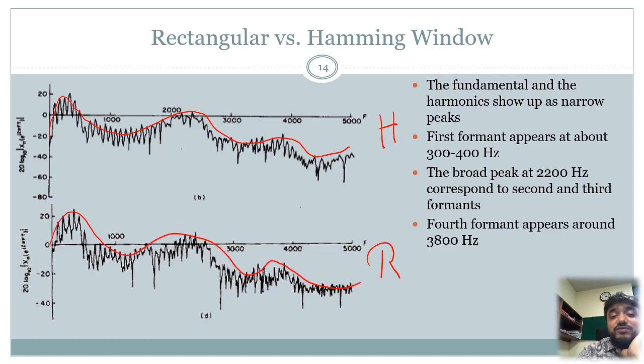This envelope is essentially showing you the formants. So you see the first formant here around 300 to 400 hertz. You see the second and third formant combined here around 2200 hertz, and then you see the fourth formant around 3800 hertz. So you can see four formants here. And note that your second and third formants are very close to each other.